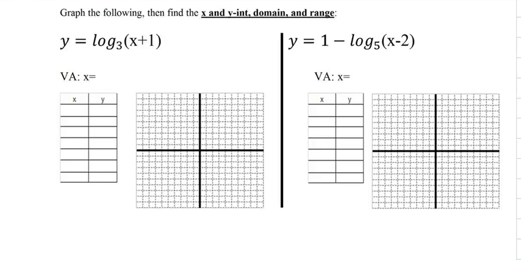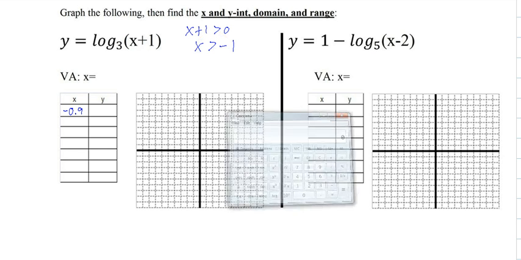Okay, let's try one more. This one's a base 3, and then I'll let you try that one. Alright, so with a base 3, we got to find our domain. So you have x plus 1 is greater than 0, so x is greater than negative 1. Okay, so we can't start with negative 1. So what's one that's very close? Negative 0.9.